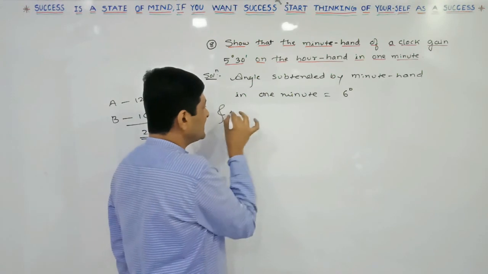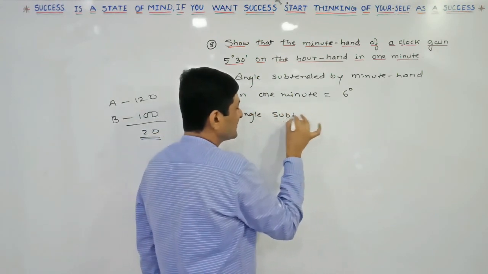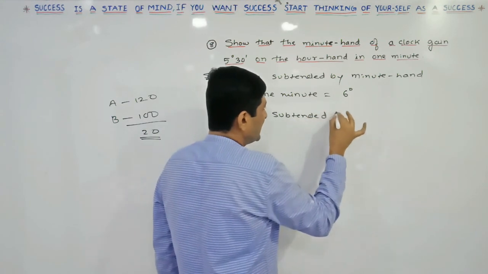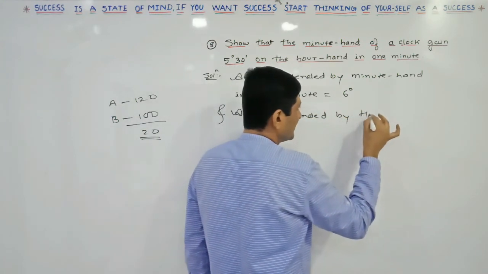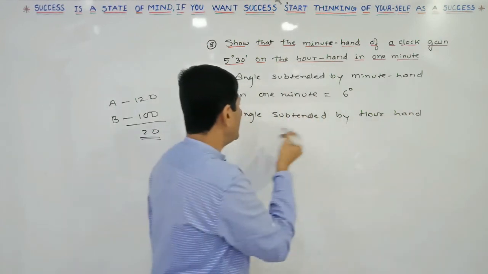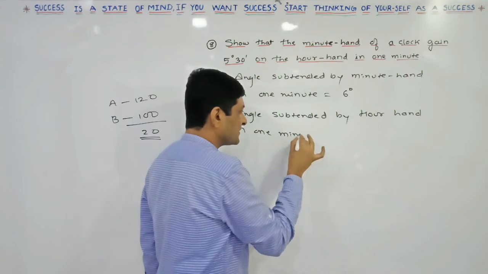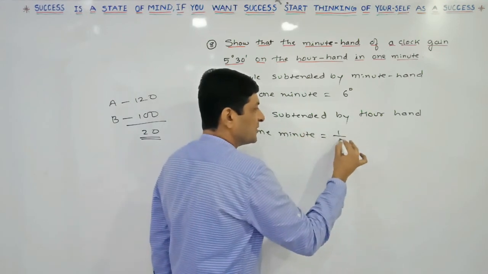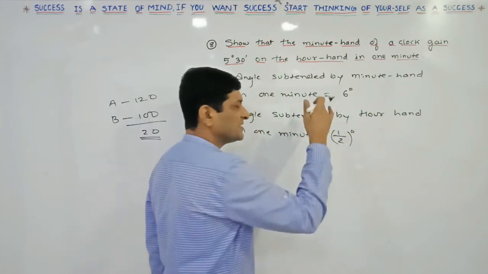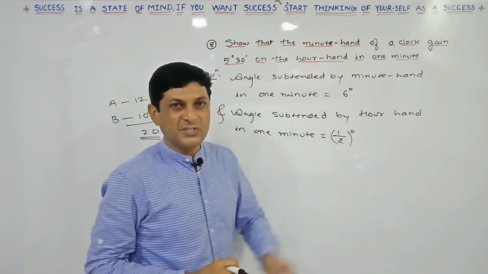and angle subtended by our hand in 1 minute is equal to half degree. All these results we have proved in one lecture. So just now we are using those results.